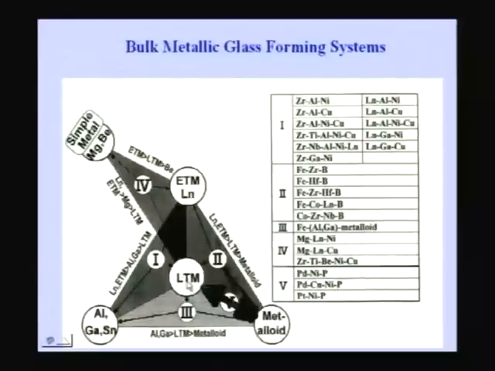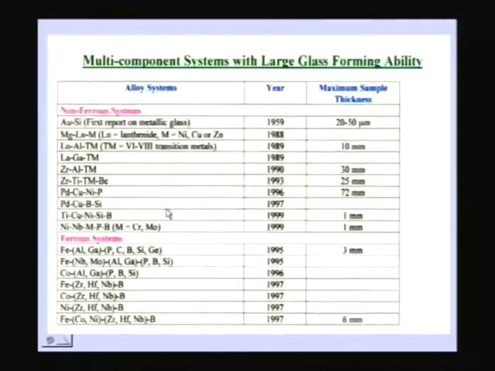Group 3 is late transition metal, aluminum, metalloid. Iron, aluminum, metalloid are examples. Group 4 is another, which is early transition metal, late transition metal, and magnesium type of alloys. And group 5 is late transition metal and metalloid, which is the simple palladium nickel phosphorus, palladium copper nickel phosphorus. So a number of such alloys have been made, and people have found good glass formers in all of these. If you look at how the whole field has evolved, starting from the simple gold silicon system in 1959 with 20 to 50 microns, now we have palladium nickel copper phosphorus with about 72 millimeters.